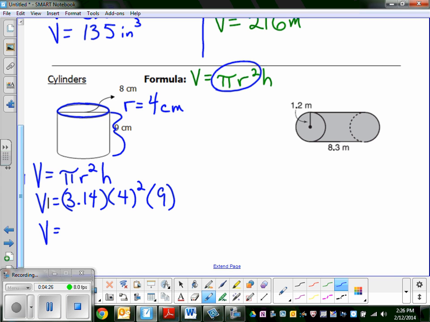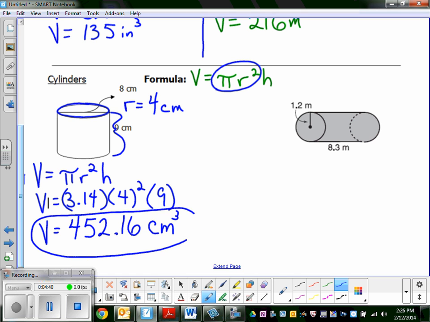You can pause the video for a moment, double check your calculations. What you should end up with is 452.16, and don't forget the units are to the third power. Go ahead and pause the video and attempt the next one on your own.